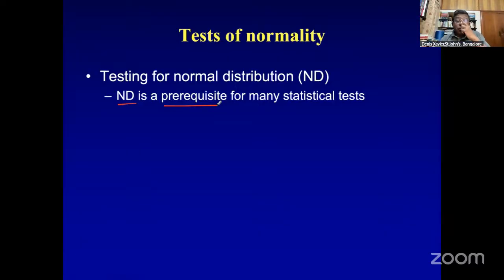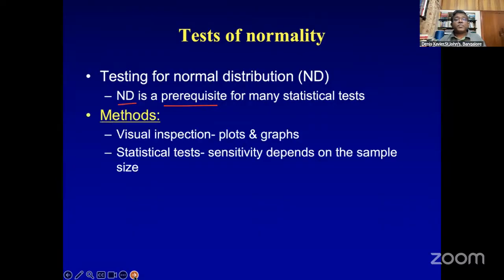Normal distribution is a prerequisite for many statistical tests. Now, if they're not normally distributed, what do we do? There are strategies for that, which I'm going to share with you just now. Therefore, we need to know what is normally distributed or not normally distributed. First, visual inspection. How do you know? One is visual inspection. I just showed you, a plot or a graph you can do, right?